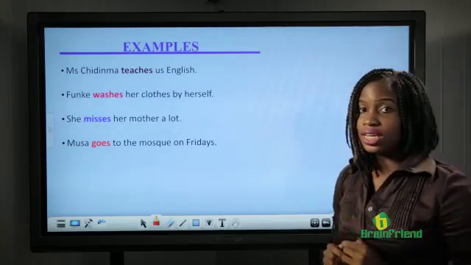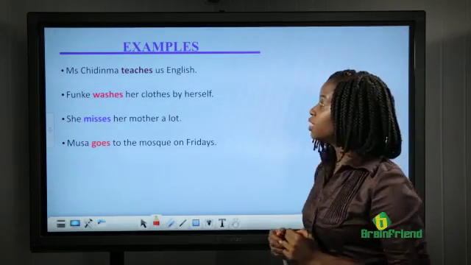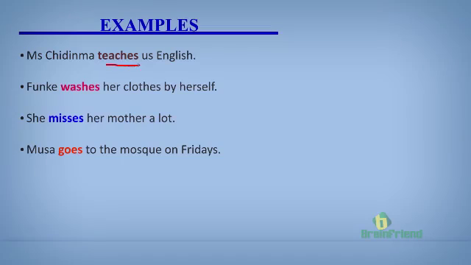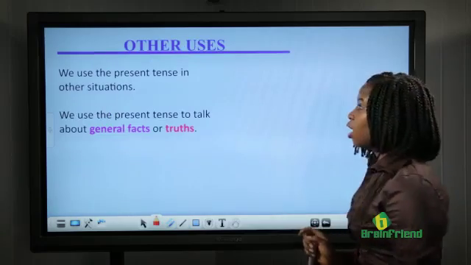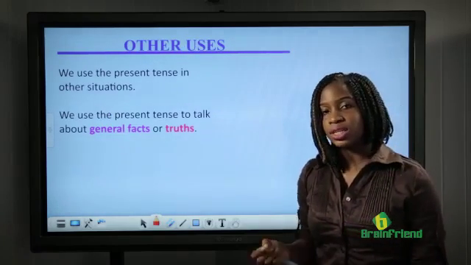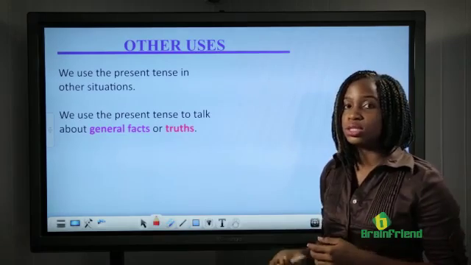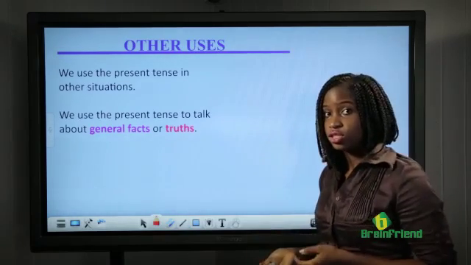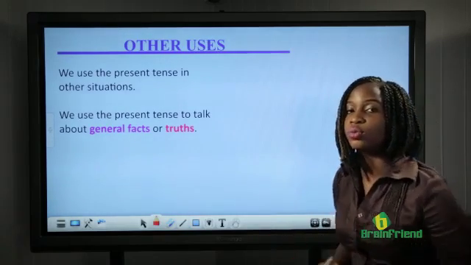Let's see these words in sentences. Miss Chidima teaches us English. Funke washes her clothes by herself. She misses her mother a lot. Musa goes to the mosque on Fridays. Goes. That's how we form the present tense for words that end with CH, SH, double S, and O.